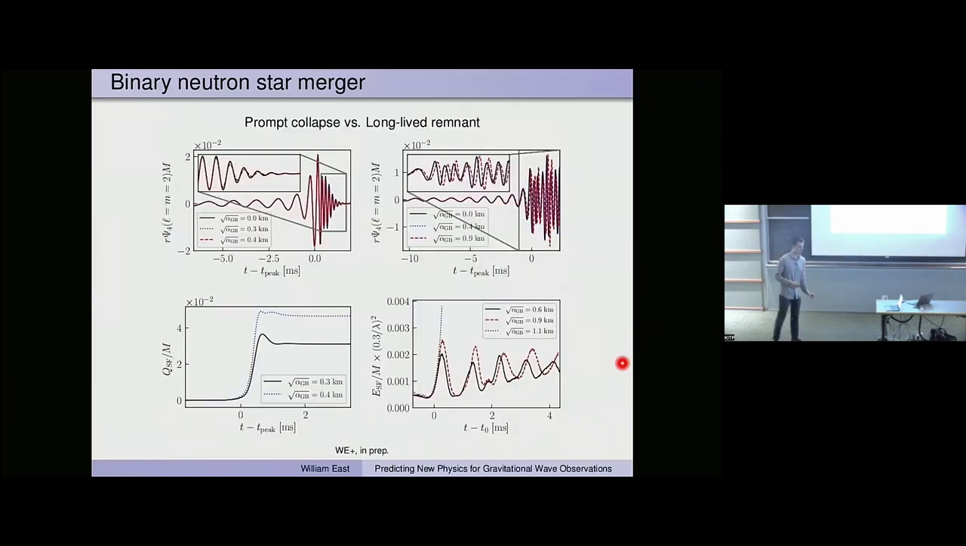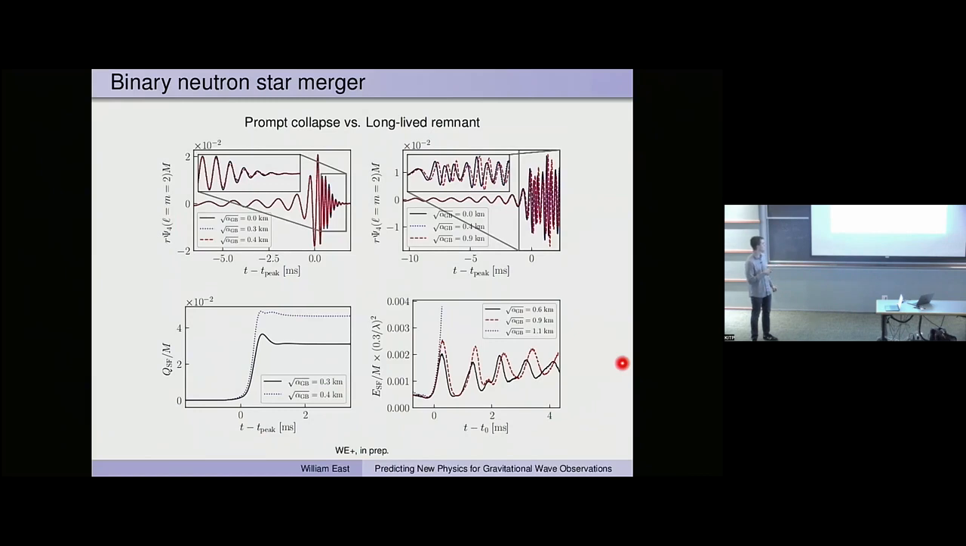When these neutron stars come together and merge, you basically have two options. One is that they promptly collapse to a black hole. That's the case on the left. The other is that they produce a long-lived remnant star. That's the case on the right. In either case, you can see the gravitational waves on the top. There's very little effect on the inspiral.